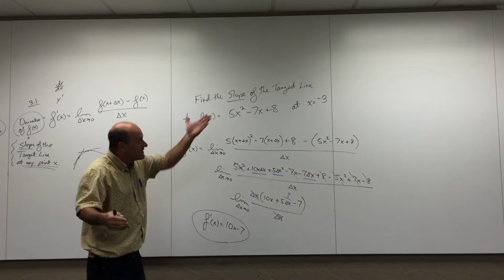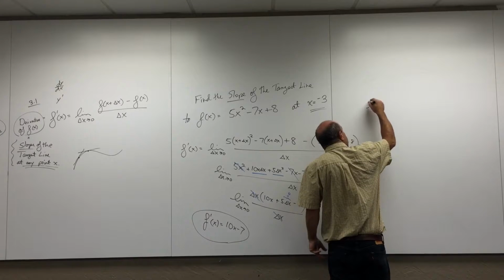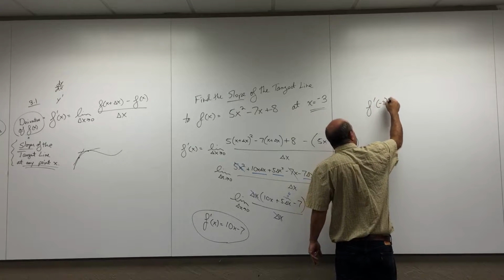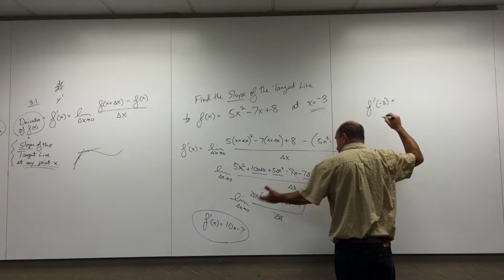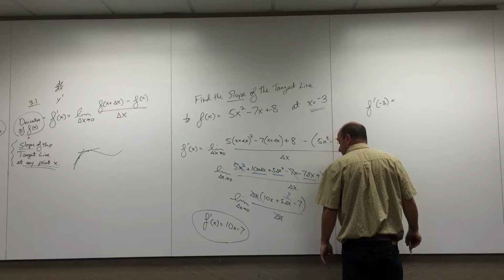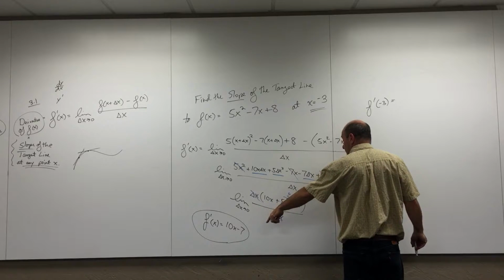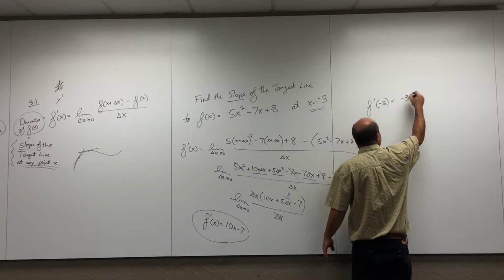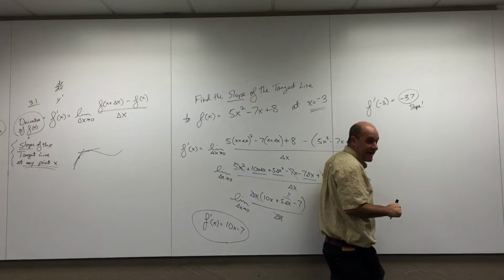So now I'm going to say this: f prime of negative 3. That's me sticking a negative 3 into the derivative. If I stick a negative 3 into the derivative, it's negative 30 minus 7. Negative 37. Well, I guess that's my slope at this point.